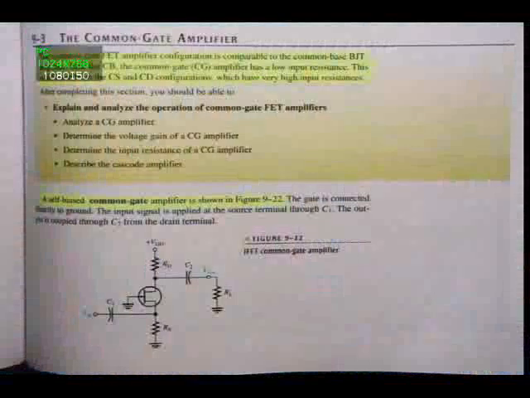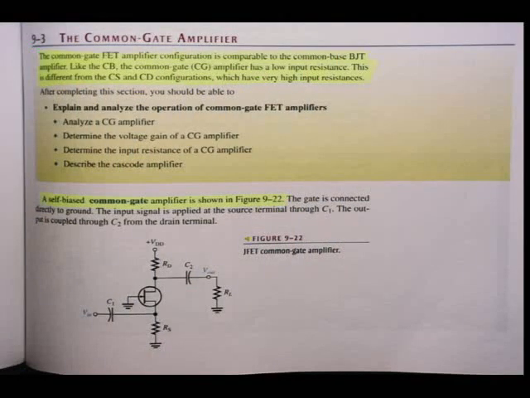Alright, let's have a look what's going on in the textbook. It says there, a self-biased common gate amplifier. Obviously you've seen that it's a self-biased method of biasing that's been used. Connected directly to ground, as we've seen. The input signal is applied to the source terminal through C1, and the output is coupled through C2 from the drain terminal, as we've seen.